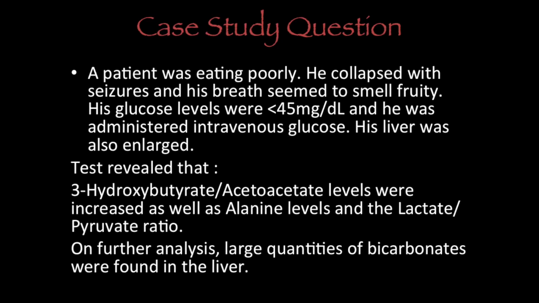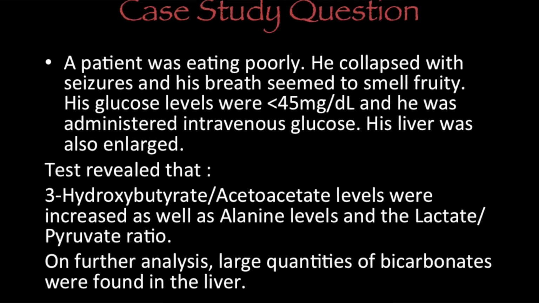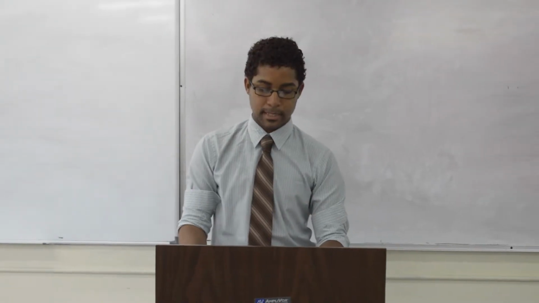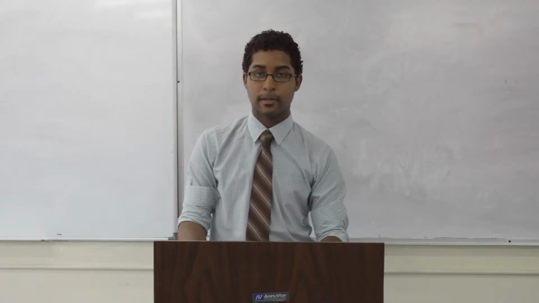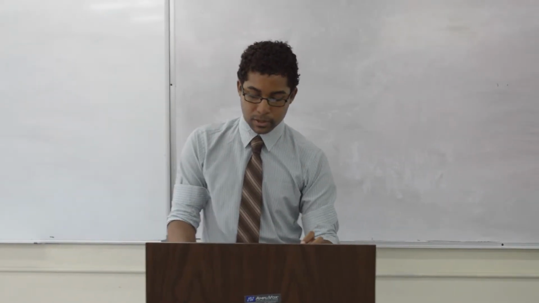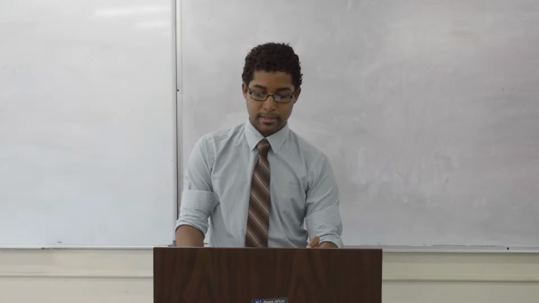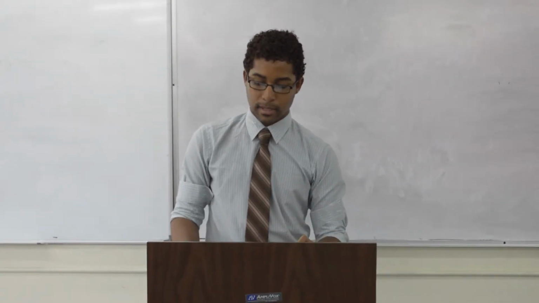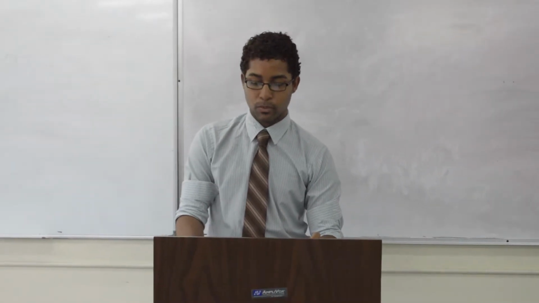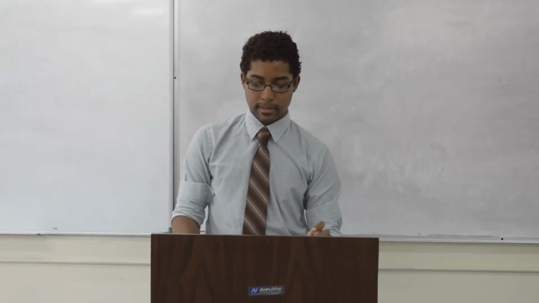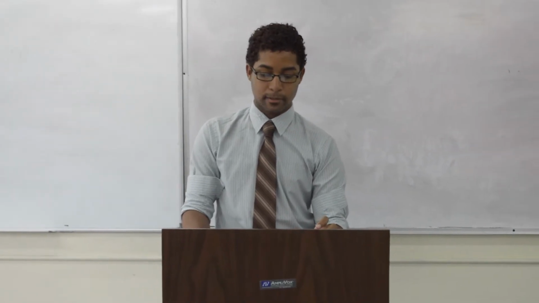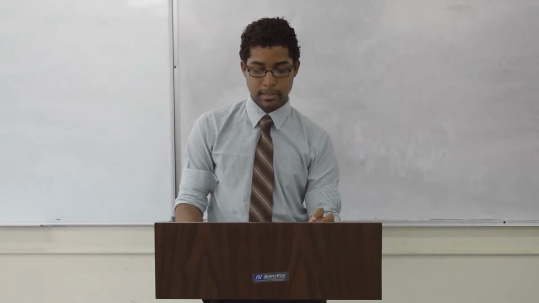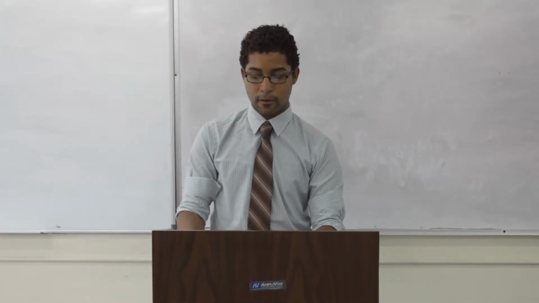Let's begin. A patient was eating poorly. He collapsed with seizures and a fruity scent on his breath. His glucose level was less than 45 milligrams per deciliter, and he was administered intravenous glucose. His liver was also enlarged. Tests showed that his 3-hydroxybutyrate and acetoacetate levels were increased. His lactate to pyruvate ratio was also increased, as well as his alanine levels. On further analysis, large quantities of bicarbonate were found in the liver. Bicarbonate inhibits the ATP-dependent carboxylation of biotin.